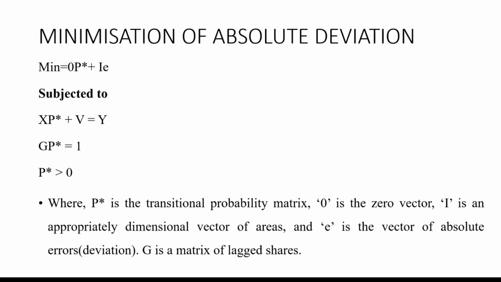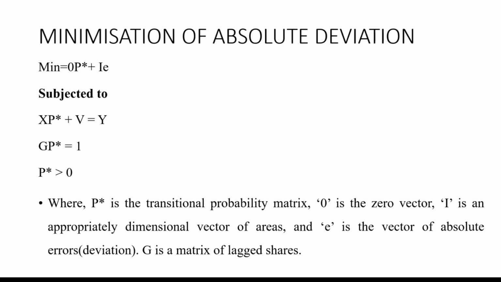The conditions of a transition: Pij is the probability of shifting from state i to state j. The value of Pij will always be greater than 0 and less than 1. And the sum of the Pijs along a row should add up to 1.